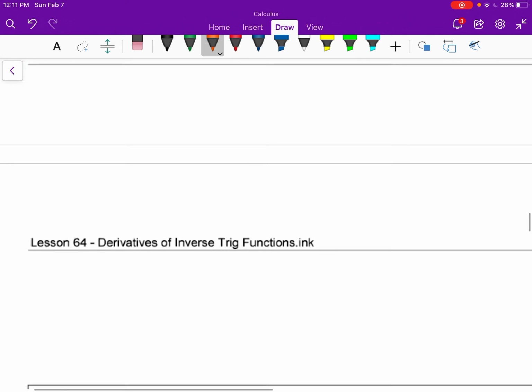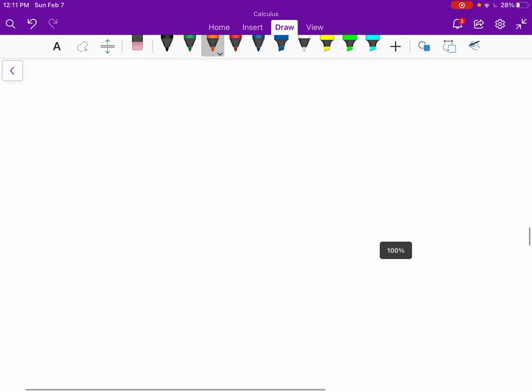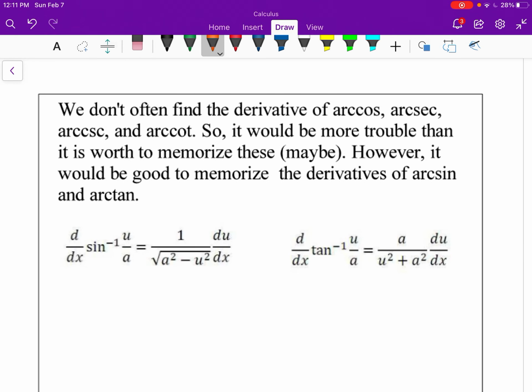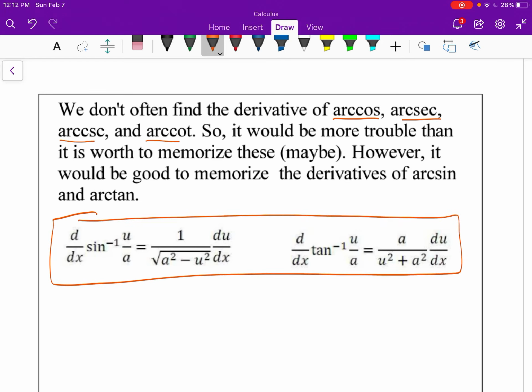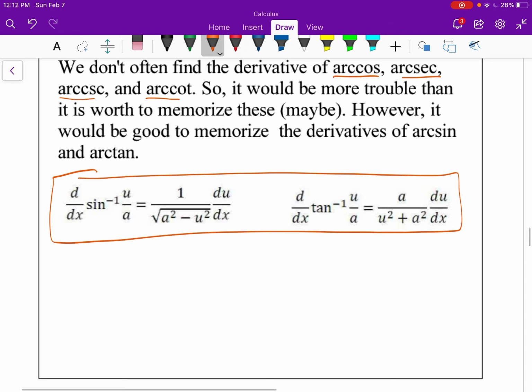So we've gone through most of them. We could go through secant, but it's really a lot like arc cosecant. So we don't often find the derivative of arc cosine, arc secant, arc cosecant, or arc cotangent. So instead of memorizing them all, we could figure those out like we just did, but these are the 2 that you should memorize. These 2 should be memorized. So the derivative of inverse sine or arc sine and the derivative of inverse tangent.